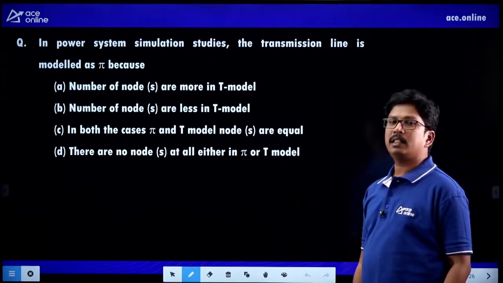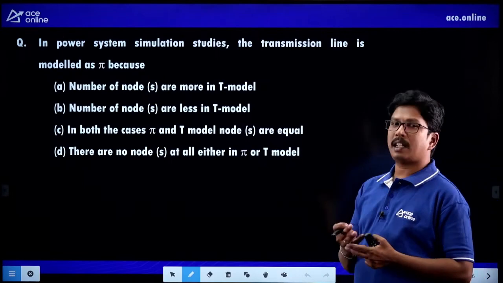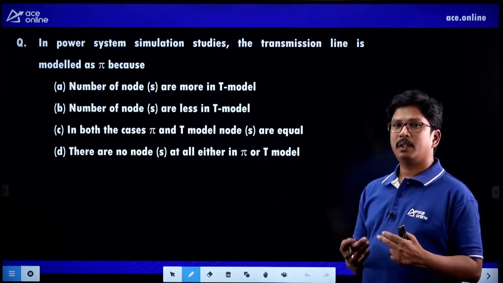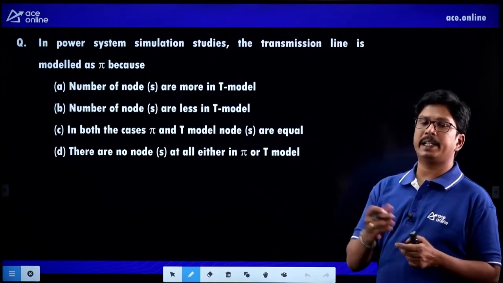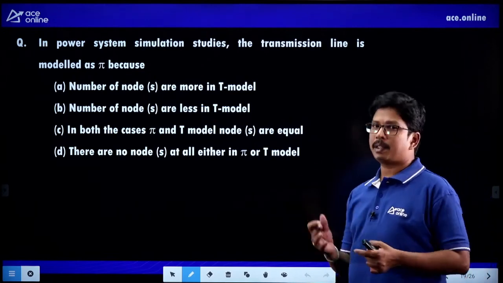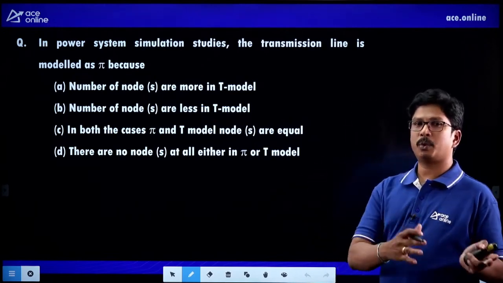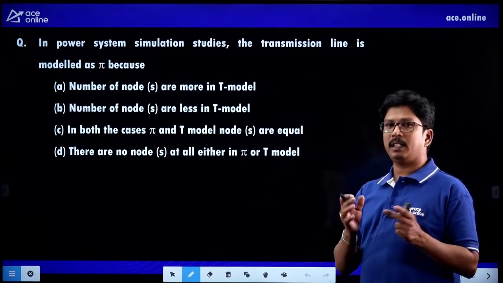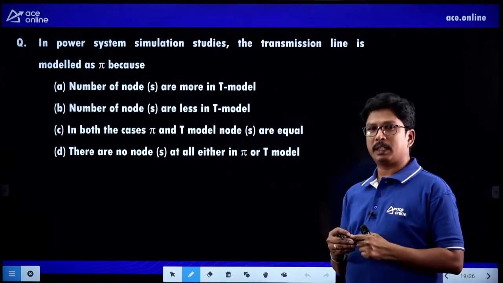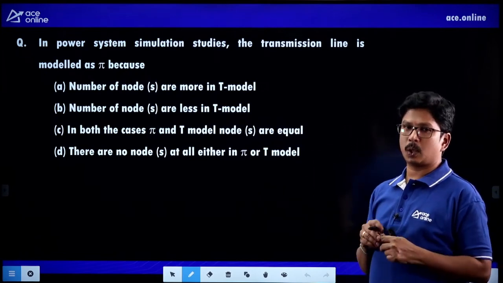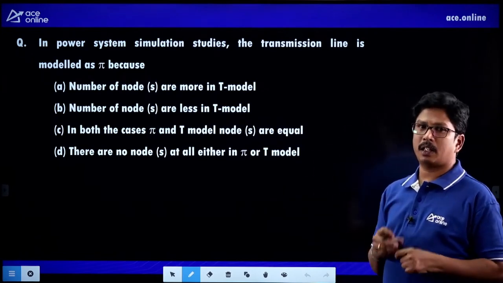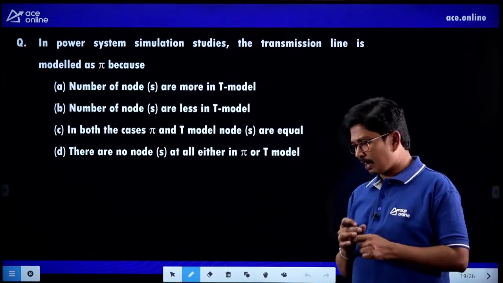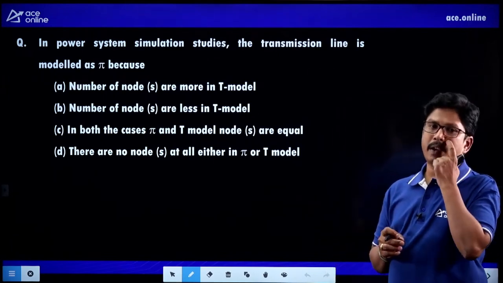Nominal pi model, right? Particularly if you look at the classification of transmission lines, students, we have the short transmission line, up to 20 kilovolts and 80 kilometers, and we have the medium transmission line, from 20 to 100 kilovolts and 60 to approximately 150 to 160 kilometers. Beyond that we have the long transmission lines. This is the basic classification.